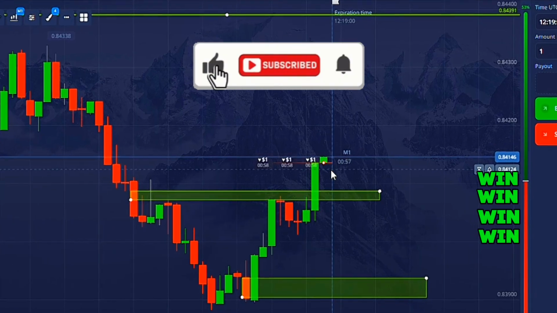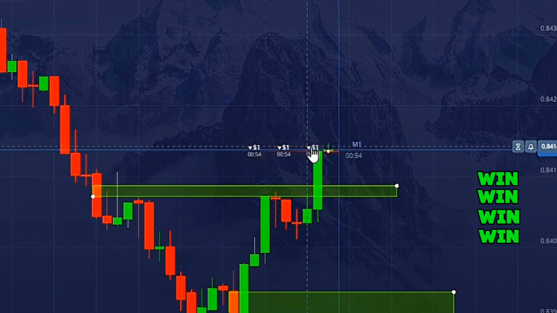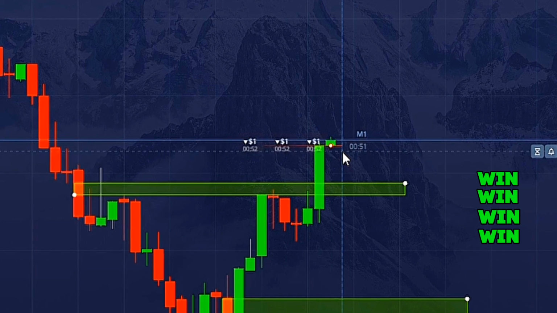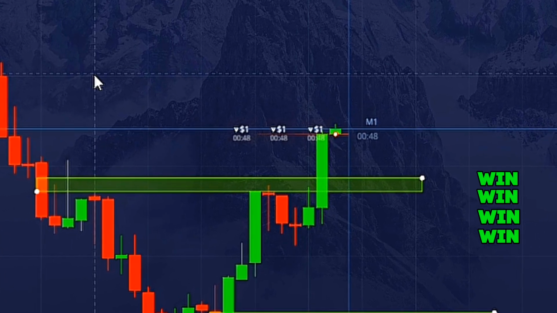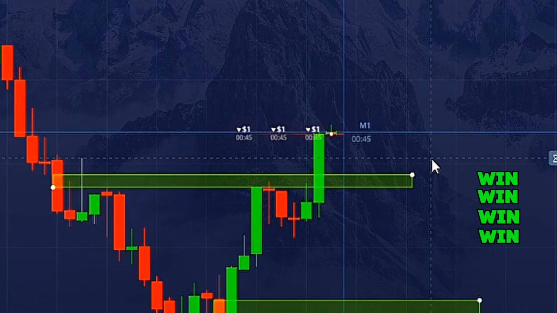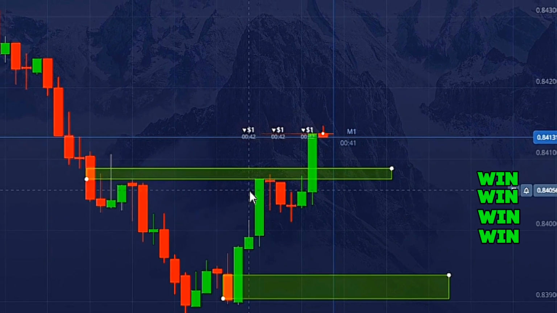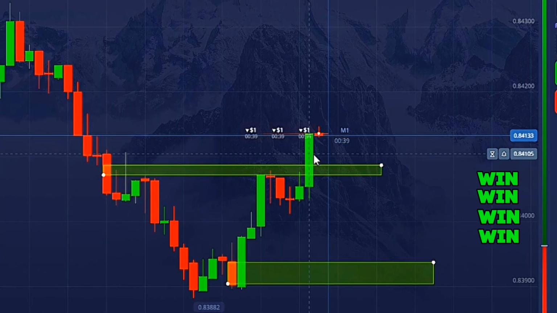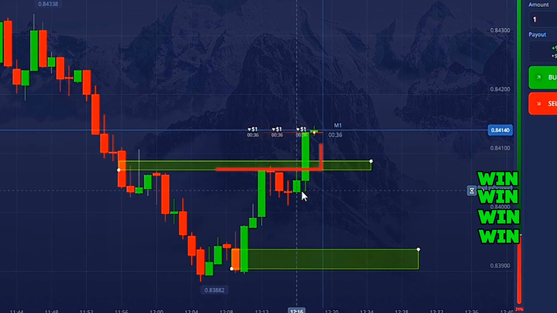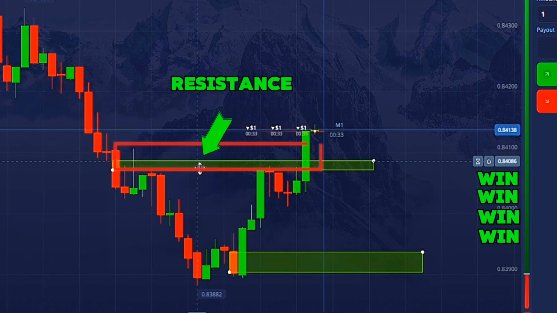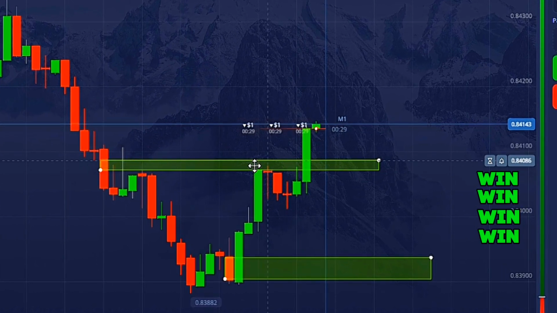Okay, now I have gone in. I've entered on this trade for $3, and then let me explain the reason why I entered this trade. Now, the logic behind this trade is this is a resistance area. Consider this resistance area here is a level of third touch breakout.